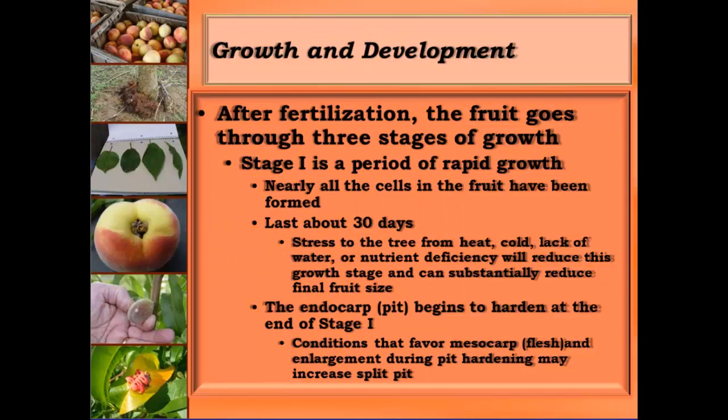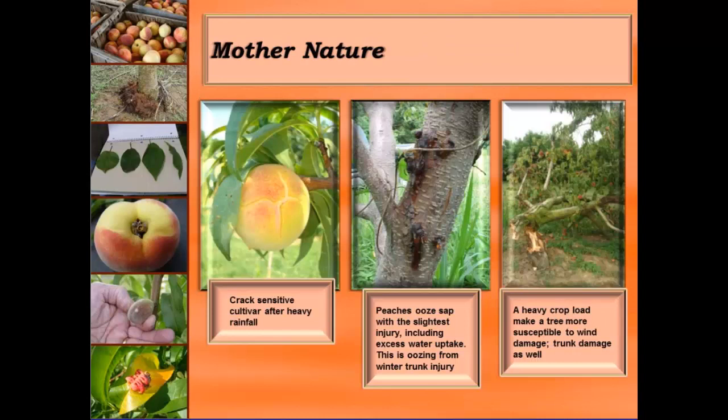I'll make these comments: when we have peaches, we don't know exactly what's causing this phenomenon, but they've done quite a bit of research. If you skip down to the bottom of this, it usually goes through stage one, where all the cells in the fruit are being formed, which takes about 30 days. After that time period, the pit begins to harden at the end of stage one. If we have conditions that favor the flesh on the outside enlarging during pit hardening, that's when we see split pit. It's usually when we've had conditions like heavy over-fertilization, lots of rainfall, and warm early season temperatures, and we'll see split pit more so during those conditions.